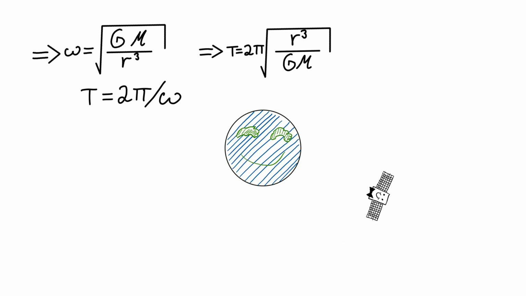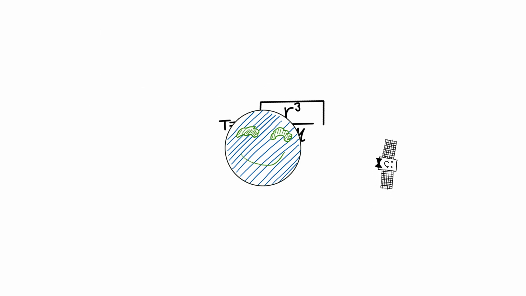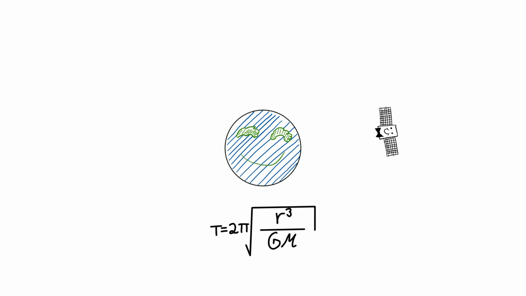So what keeps satellites and the moon in space? Well, they just spin really fast around the Earth to counteract the force of gravity, just like an apple on a string.